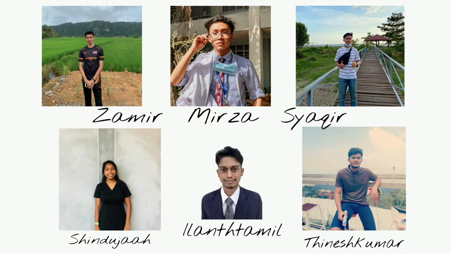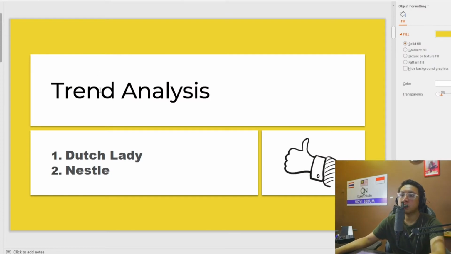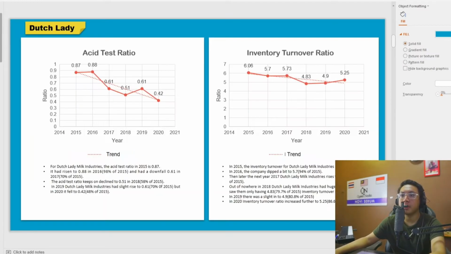in the picture. So for the ratio analysis of Dutch Lady, for the acid test ratio in the first year, it had 0.87 and then it increased to 0.88 and then it decreased all the way down to 0.51 in 2 years and then it increased to 0.61 and then it decreased to 0.42.